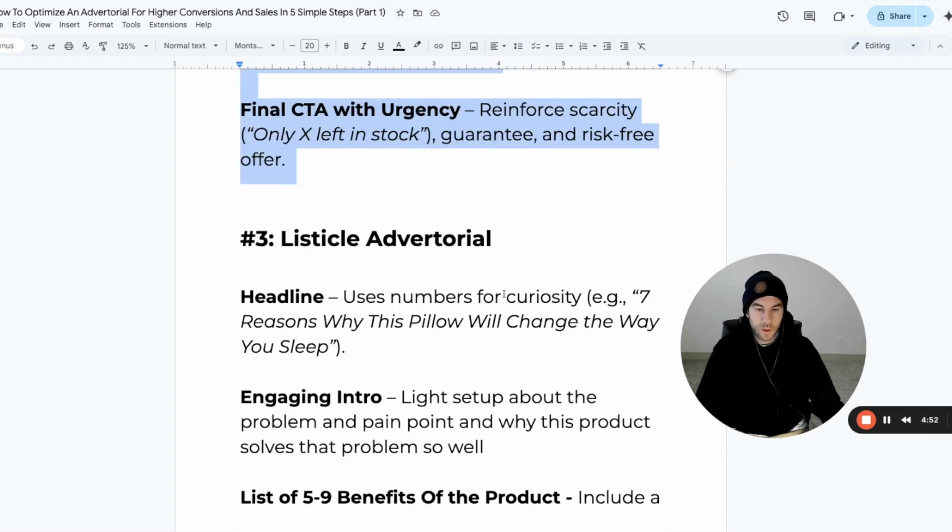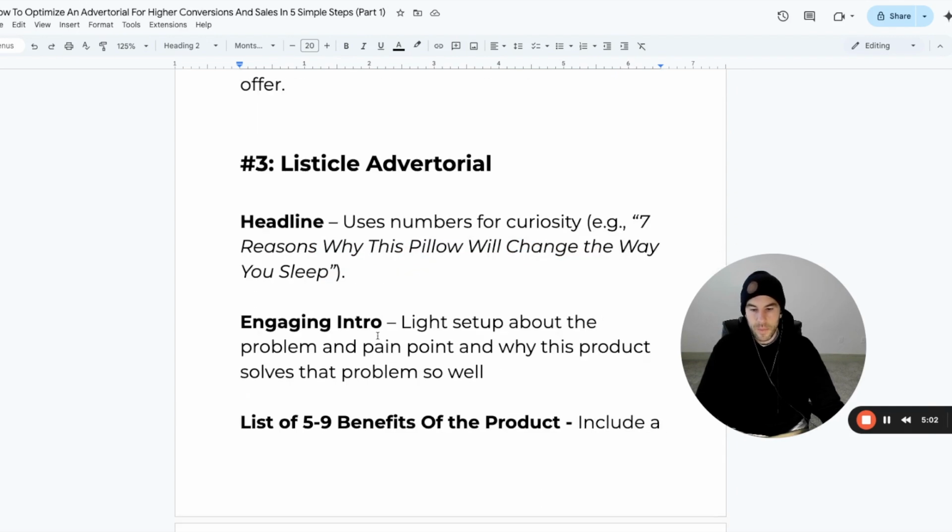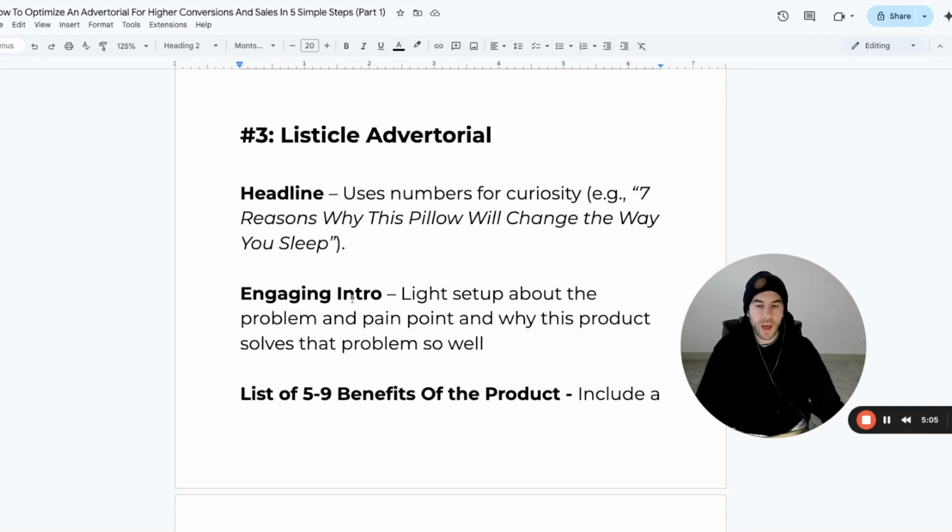So then next, we're going to be looking at the listicle. Our headline for the listicle is just going to use numbers for curiosity: 7 reasons why this pillow will change the way you sleep. Then this is very optional. I like to have a little light intro and lead for the listicles that I write, but it isn't absolutely necessary. Your advertorial might convert better if you just hop right into it.